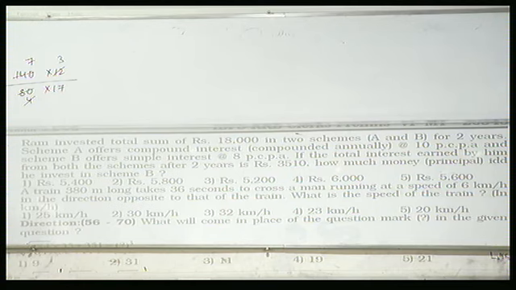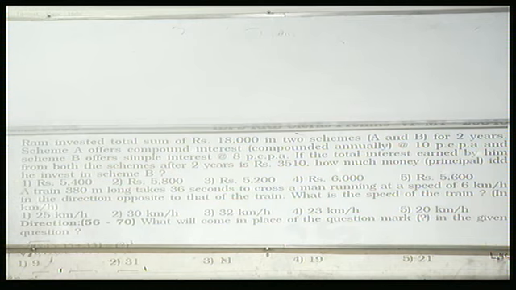Ram invested a total sum of 18,000 in two schemes A and B for 2 years. Scheme A offers compound interest, compounded annually at the rate of 10% per annum, and Scheme B offers simple interest at the rate of 8% per annum. If the total interest earned by him from both the schemes after 2 years is 3,510, how much money did he invest in Scheme B?